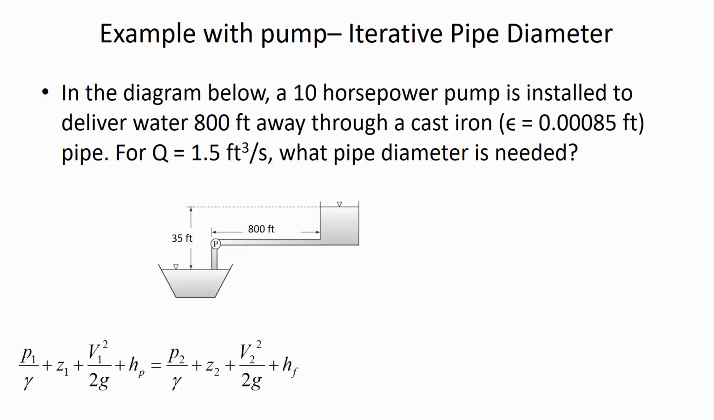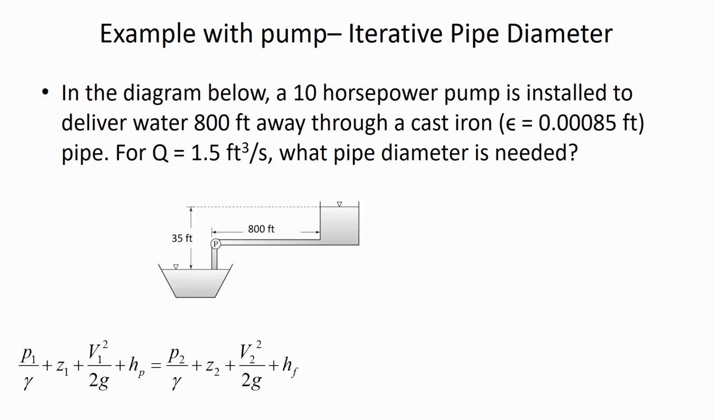And the same thing here at location 2, at the destination, the velocity of the water inside of the tank is 0, and the pressure up at the surface is 0. So that simplifies this equation into saying that the pump head that's being added is overcoming the friction losses and the elevation difference. So we've got Z1 plus H sub P is equal to Z2 plus H sub F.